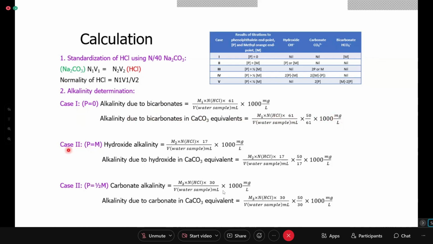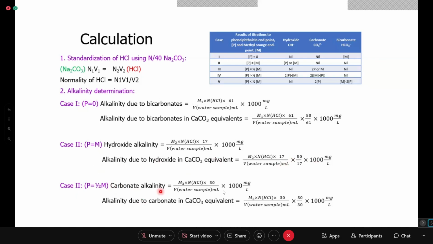Now for another water sample where P is equal to M, it is alkalinity due to only hydroxide. Here you consider the volume of HCl corresponding to hydroxide. Here M is the volume of HCl corresponding to hydroxide. So you have to consider M into normality of HCl upon volume of water sample into 17. 17 is the equivalent weight for hydroxide. Then when you calculate CaCO3 equivalent, it will be 17 into 50 by 17. So you are sure that this is hydroxide alkalinity.